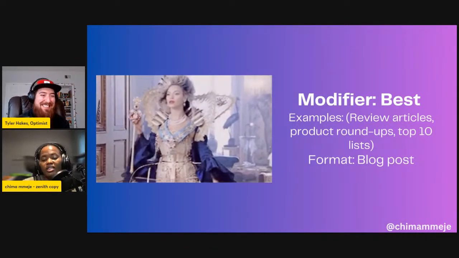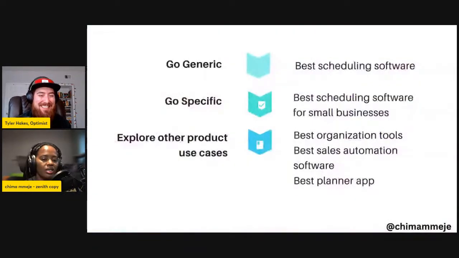Now, here are some tips for writing that content. You start by going generic. We're using the example of scheduling software, best scheduling software. You also go specific. Best scheduling software for, this is where you plug in your audience. How many different audience groups are you targeting? You can create best X tool for that audience.